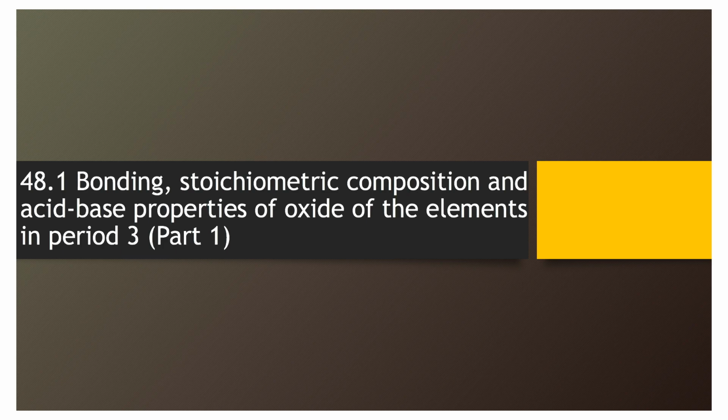And then we're going to talk about the acid-base properties of the oxides of the elements in period 3. This time we just focus on the elements in period 3. That means starting from sodium all the way to chlorine. They will form oxides with oxygen, and then we'll have a look at these oxides. What are those properties?